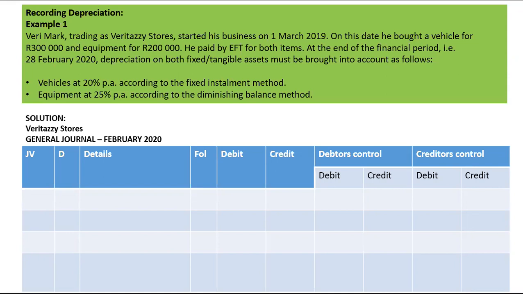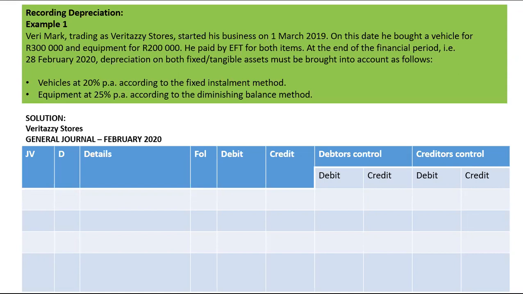Vehicles will be 20% according to the fixed installment method, which is the same as the cost price method. And equipment will be depreciated at 25% according to the diminishing balance method, or the carrying value method, or the book value method.